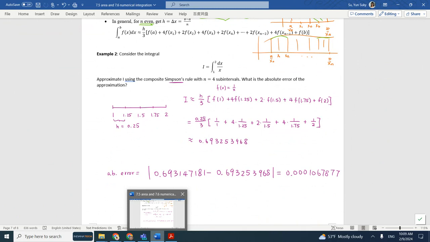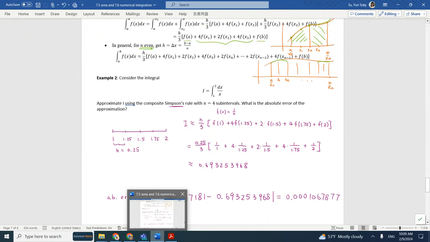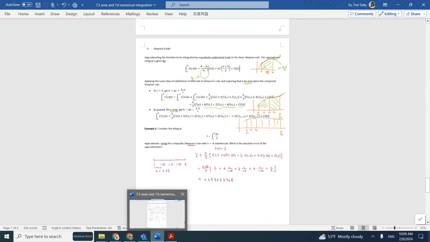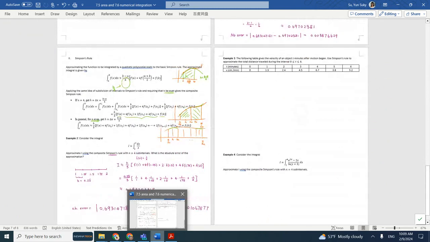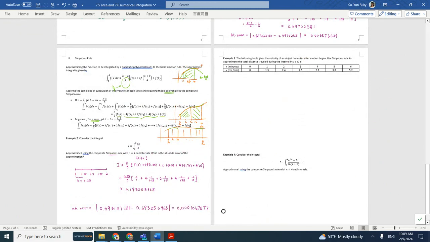Okay. So compare this absolute error with the trapezoid method. Where is our previous one? See, this is 0.0038. This is 0.0001. Do you see this error is smaller than that one?